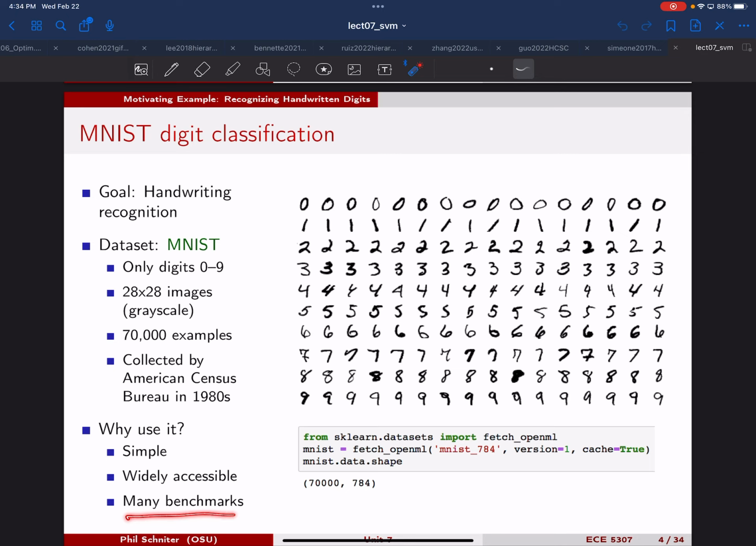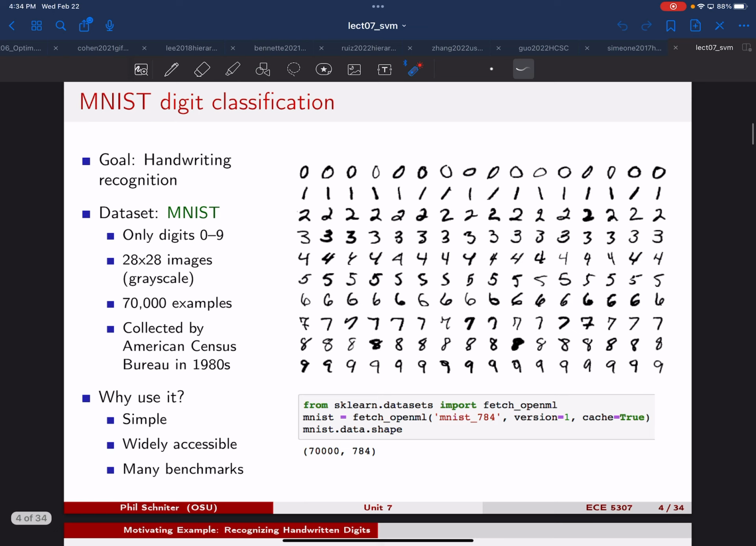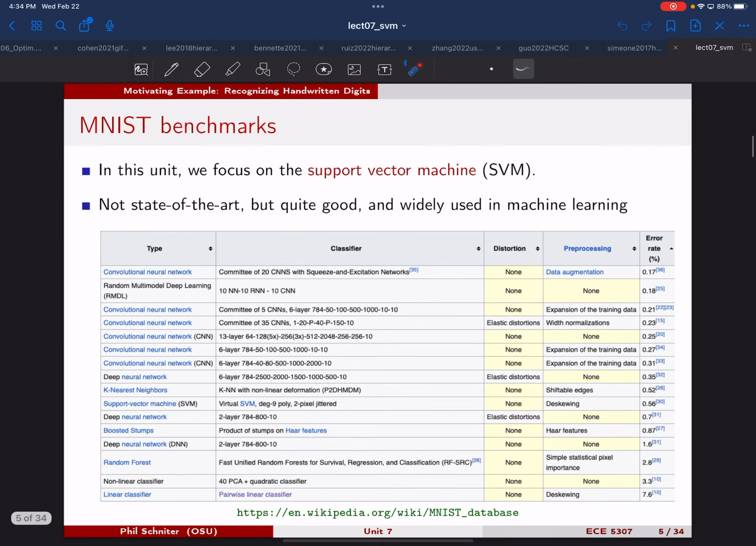A lot of people have worked on it, so there's a lot of benchmarks. It's easy to get. You can get it with OpenML. And when you print out the shape, here you can see that we download the data set. It's 70,000 examples, and 784 is 28 by 28. So each one of these images has 784 pixels. And as we'll see, you can think of them as an image or as a vector, either one.